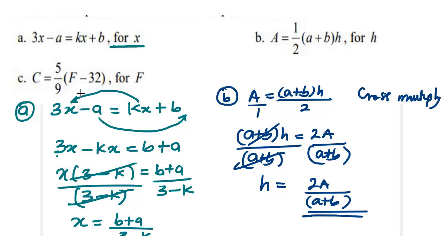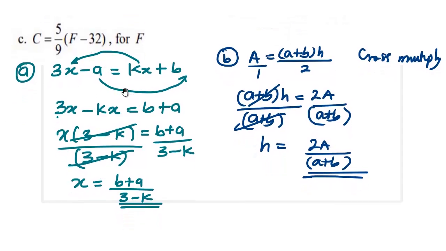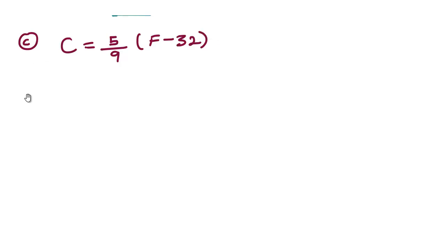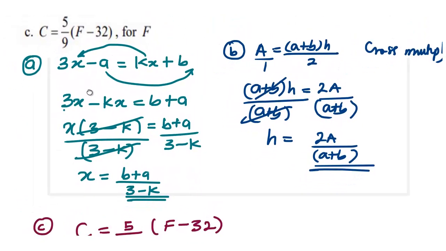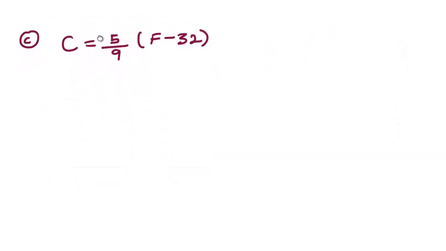Then let's move on to C. Okay, let me scroll up. I've exhausted the space. Okay, I can still remember the question. So for C we have C is equal to 5 over 9, into bracket F minus 32, right? So in this case, what we are required to do is to make F the subject of the formula. Okay, so we are solving for F.